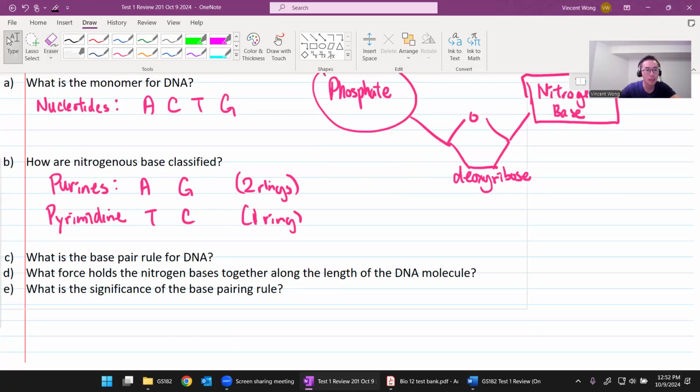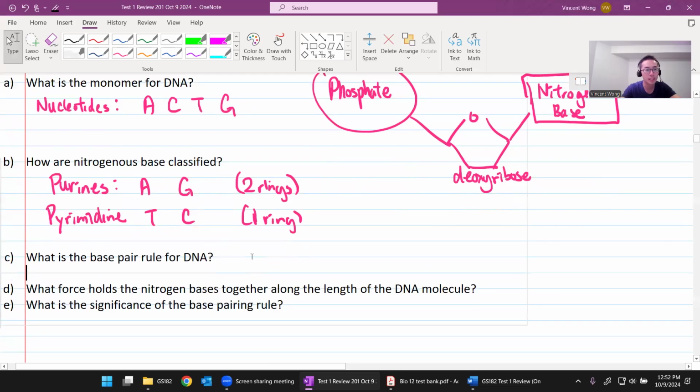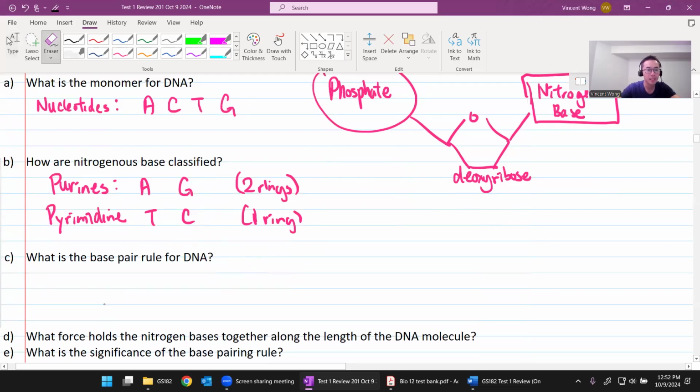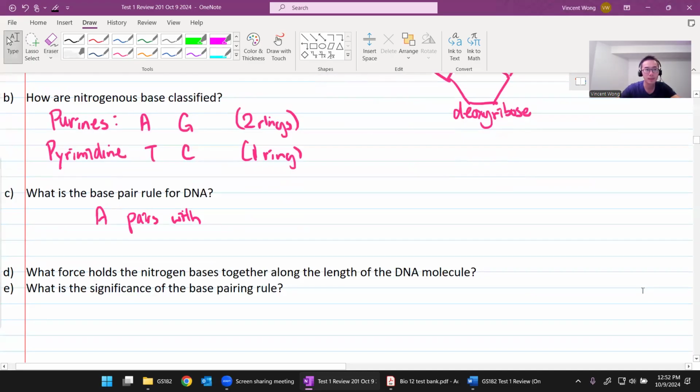So what is the base pairing rule for DNA? What does A pair with? A pairs with thymine, that's right. T spells at, right? And then C pairs with guanine. G, that's right.